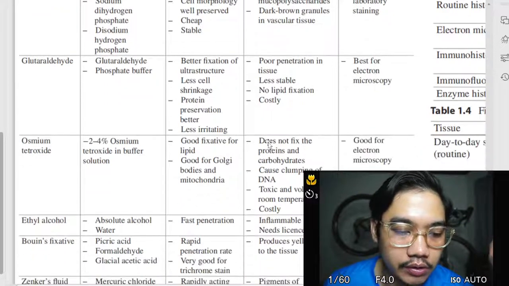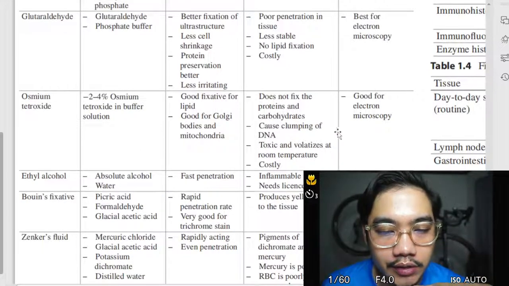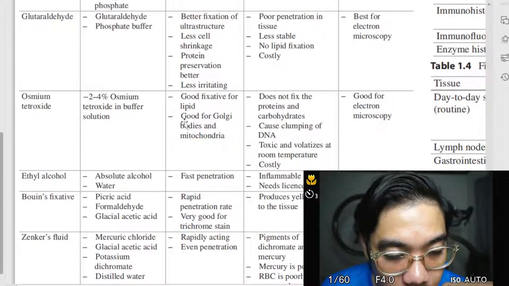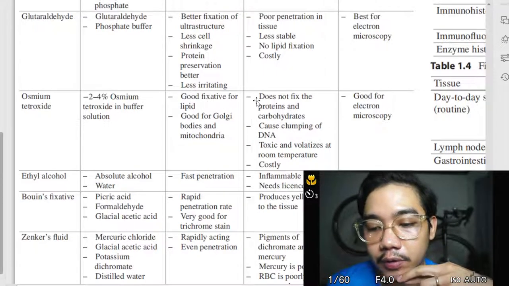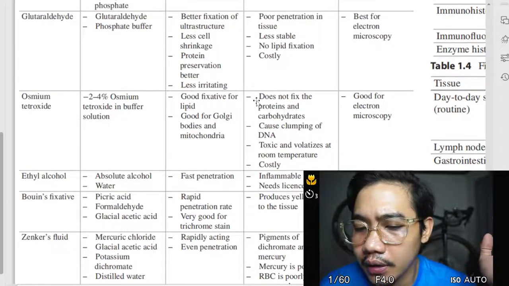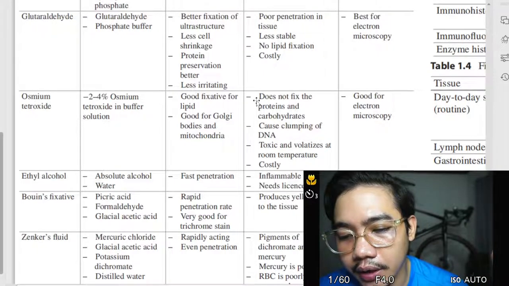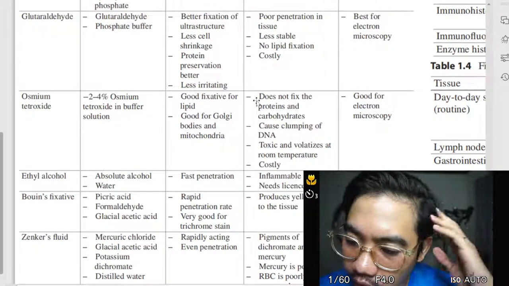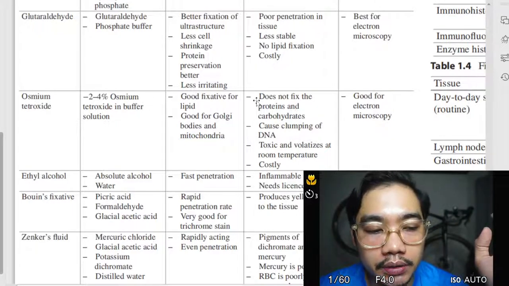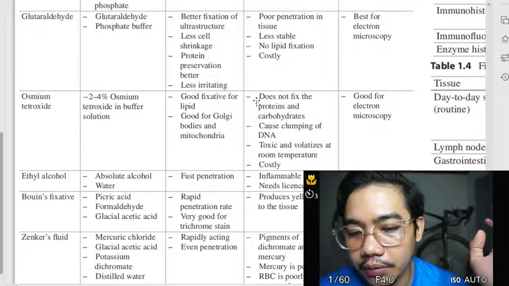Costly. So, this is your osmium tetroxide. It's good for your electron microscopy, and it is a good fixative for lipids. It's high yield knowledge, but like I said earlier, I have not encountered osmium tetroxide. Maybe in the higher facilities, in the US or the big hospitals in Manila. But as far as I remember, we rarely do electron microscopy.